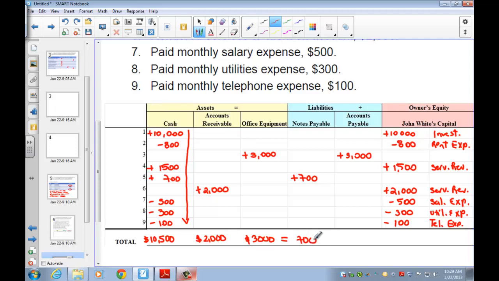$700 plus $3,000 plus $11,800. And that is basically your balance sheet. $15,500 on your left-hand side and on your right-hand side.